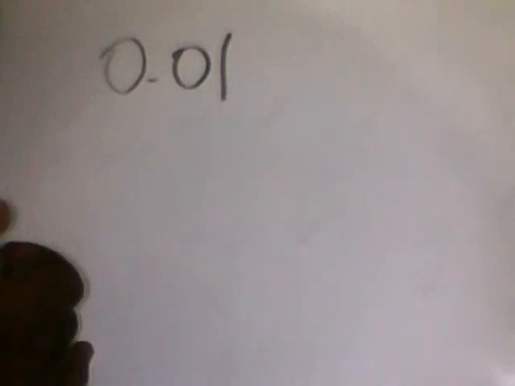Now, if you had, say, 0.01, note the number of decimal places. It's two decimal places. So that suggests that your denominator will be 100. So you place the 1 over the 100. So that is the fraction. Let's look at another example. What if you're going to convert 0.1 to a fraction? Note the number of decimal places. Very good. So it's 1.